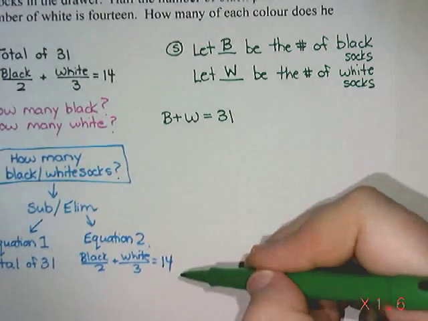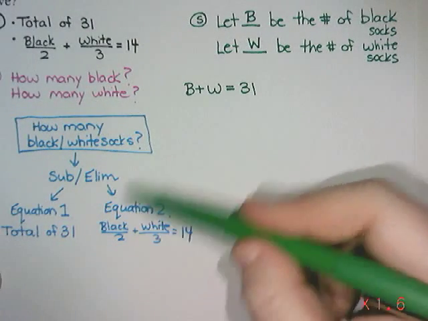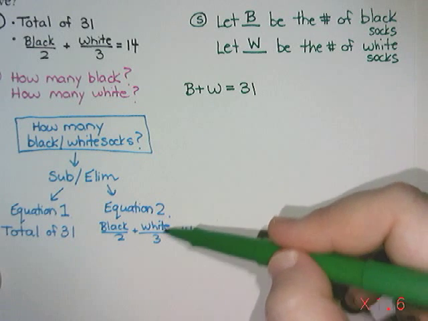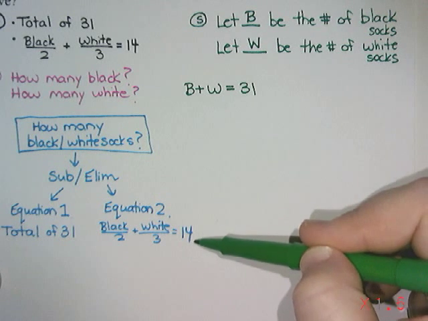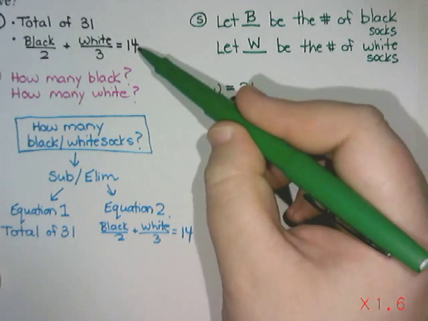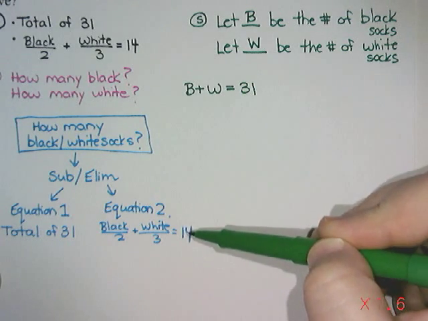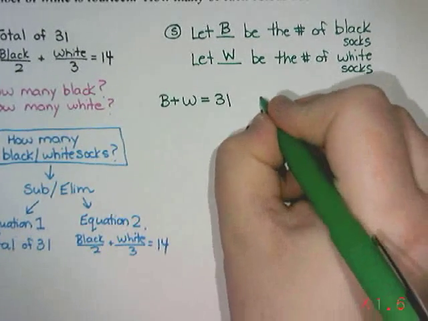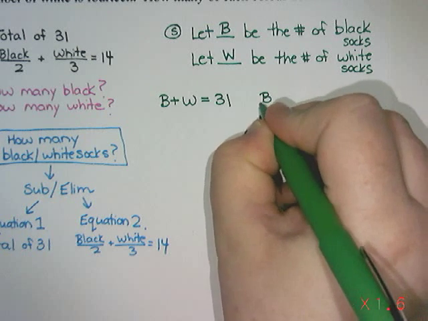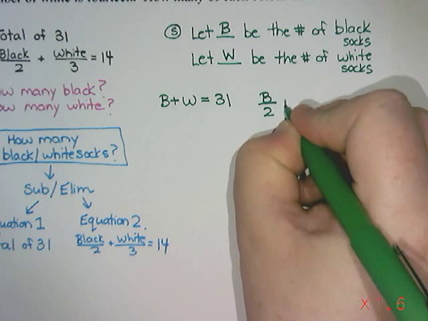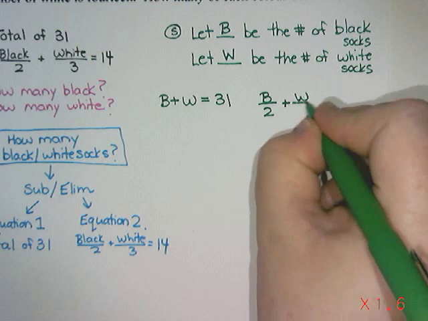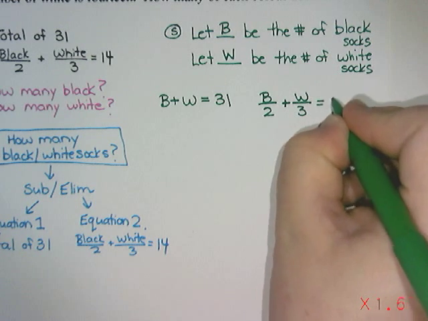And then the other thing was that if you take the number of black divided by 2 plus the number of white divided by 3, it equals 14, right? That was what we wrote in our given. That's what we wrote here in our little plan. So I'm going to say that the number of black, which is B, divided by 2, plus the number of white, W, divided by 3, equals 14.